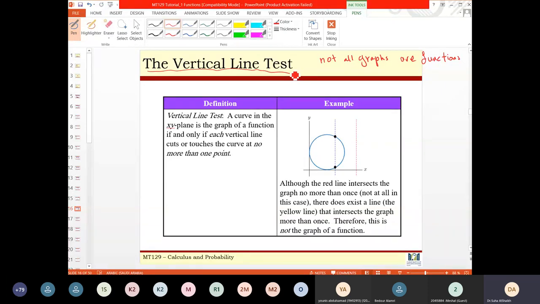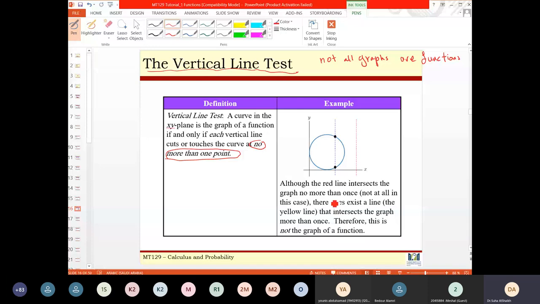What does the word vertical mean? In Arabic, what does vertical mean? Exactly. The vertical line test simply means the graph in front of me is a function if any vertical line I draw is cutting or touching the graph at just 1 point, no more than 1 point. Any vertical line I draw on the graph touches or cuts the graph at just 1 point.